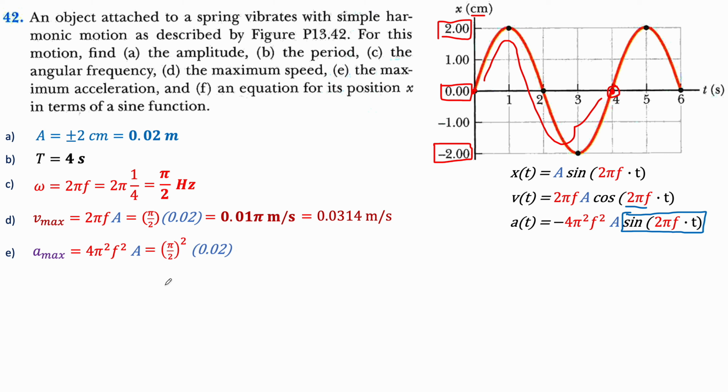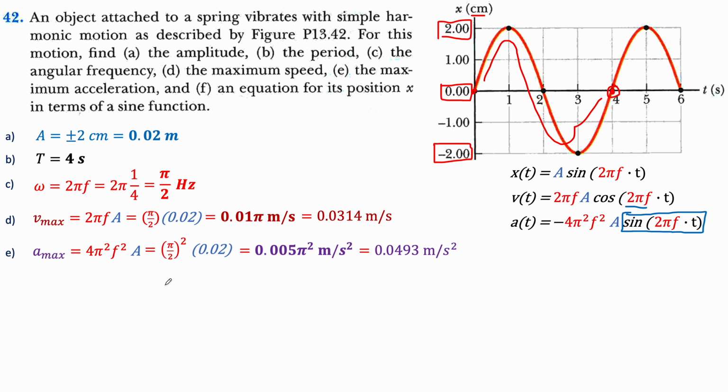We know that 2 pi f is equal to pi over 2. Well, 4 pi squared f squared is just that squared. So I'm just going to use pi over 2. The amplitude stays at 0.02, and our acceleration becomes 0.005 pi squared meters per second squared. Or in terms of a decimal, you could write it this way. That's just plugging in the pi value.